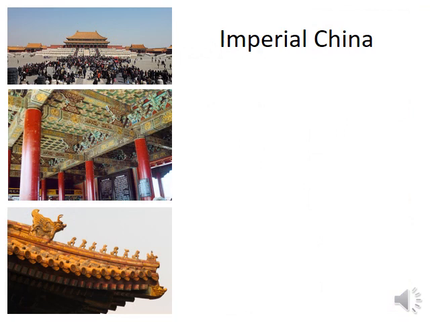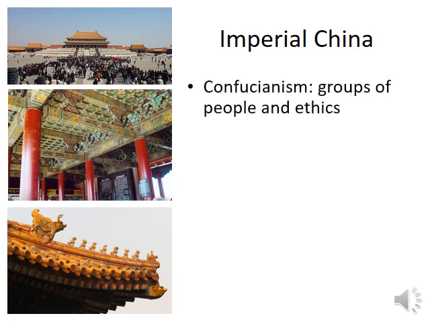Okay, let's shift gears. The next culture I'd like to introduce you to is that of Imperial China. Now, throughout Chinese history, there have been three principal religions that have been practiced by the Chinese. The first is Taoism, and Taoism focuses on the individual's relationship with nature. Confucianism, listed here, is principally concerned with groups of people and ethics. And the third religion is Buddhism.